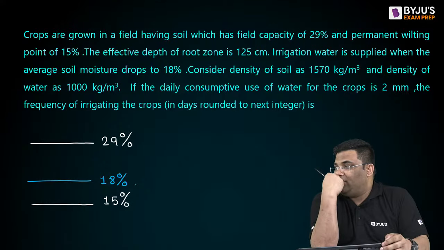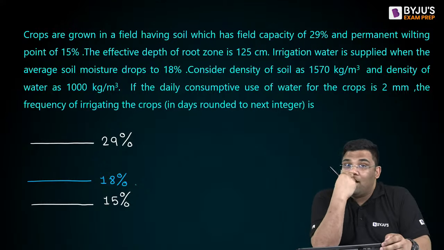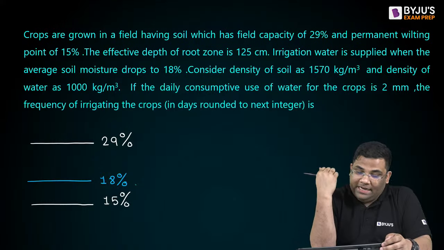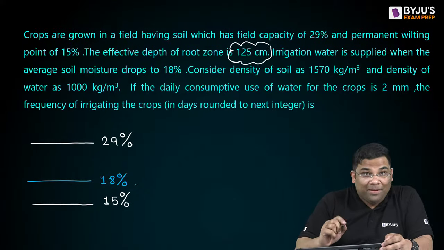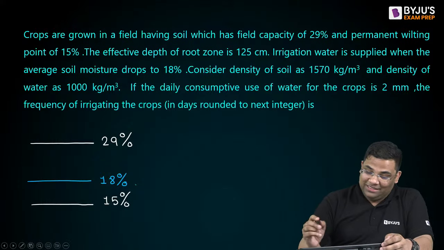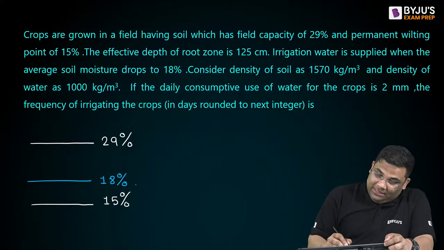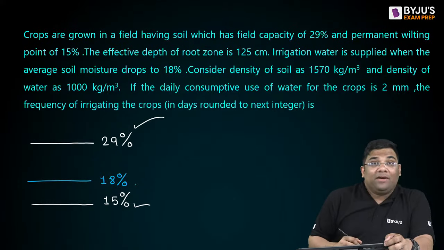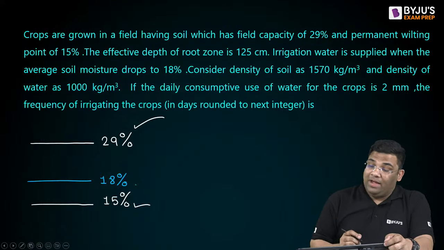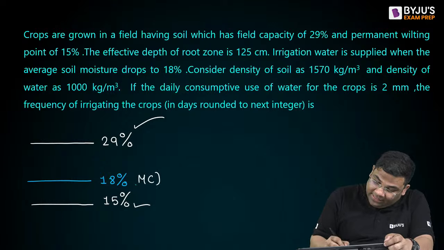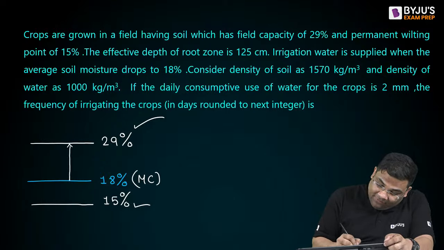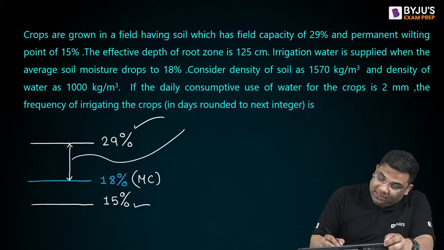108 days. Very good. 108 days. This is centimeter, not mm. Okay. So see, this is the field capacity and this is the permanent wilting point. We are doing irrigation when the average soil moisture drops to 18. So when the moisture content is 18, we are doing the irrigation. That means this is the depth of irrigation.